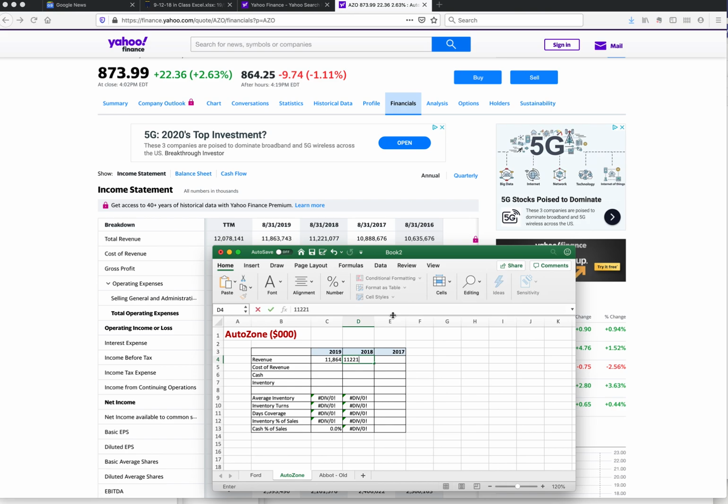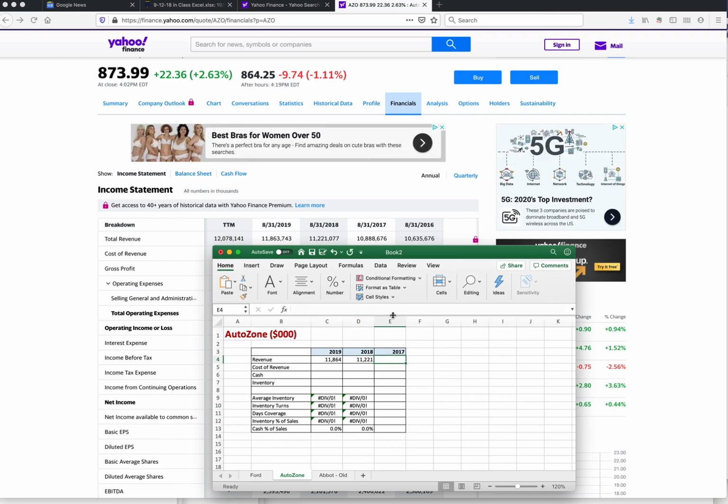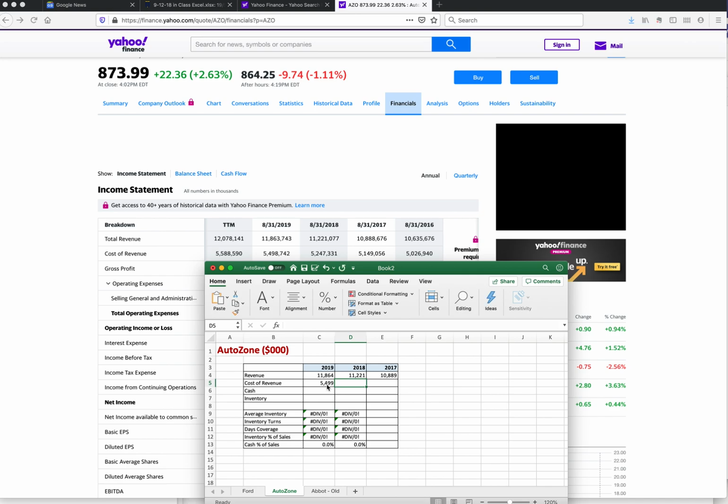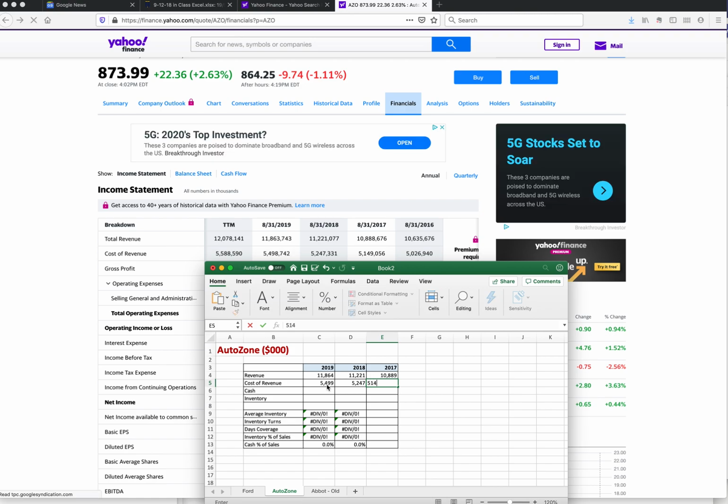11,221, 11,221. I just saw recently that the founder of AutoZone passed away in the past couple weeks. 889. All right, so what's the cost of revenue? 54.99. The ratio of cost of revenue to sales is different than Ford's. It's probably more beneficial to their gross profit. 52.47 and 51.49.